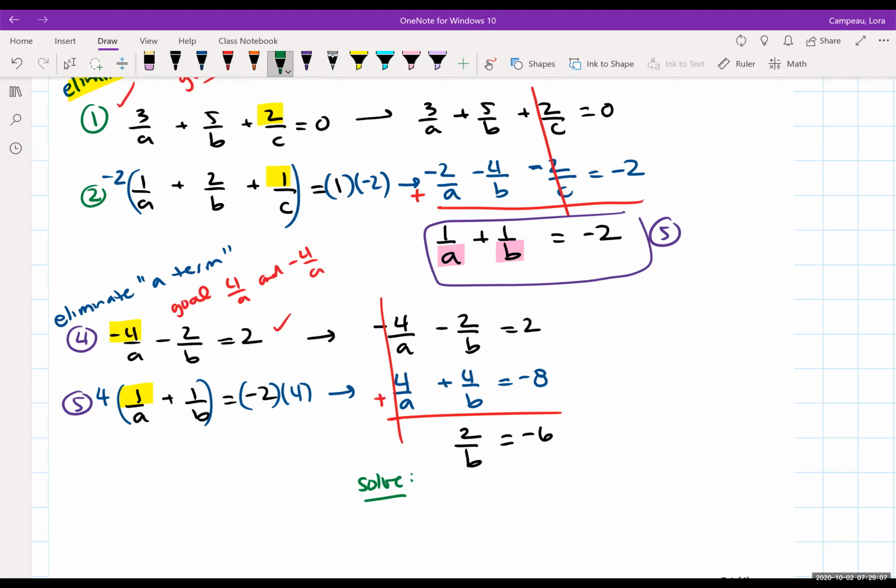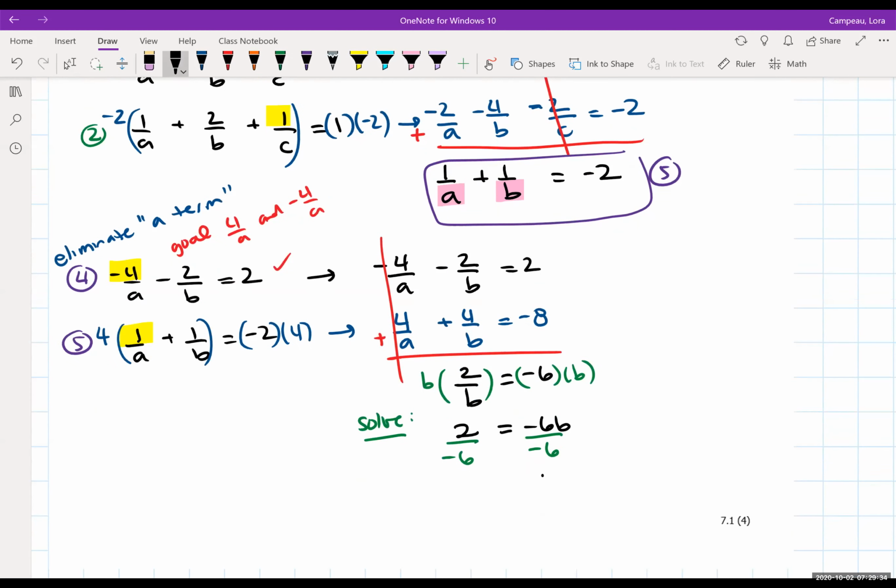So we could multiply both sides by b. So that would leave us with a 2 on the left-hand side and a negative 6b on the right-hand side. And from there, if you solve dividing both sides by negative 6, be careful with the 6's and the b's. That tends to confuse me as well. This time I'm going to get b equals 2 over negative 6, or very nicely, negative 1/3. I like to reduce.